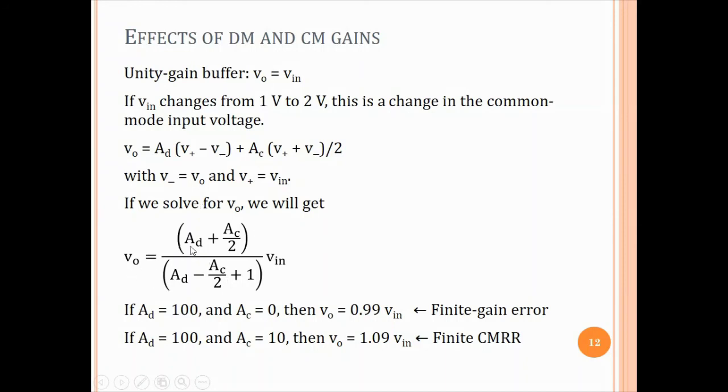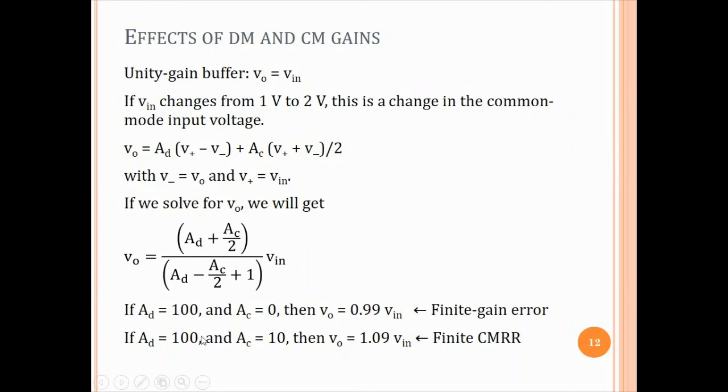So VO equals (AD plus AC by 2) divided by (AD minus AC by 2 plus 1) into V in. Now suppose AC is 0, the common mode gain is 0, then we'll get AD over AD plus 1 into V in, which you may have seen before. And then if AD is infinite, then AD over AD plus 1 is simply 1, and we get the ideal case of VO equal to V in. But if AD is not infinite and if AC is not 0, then this is the equation.